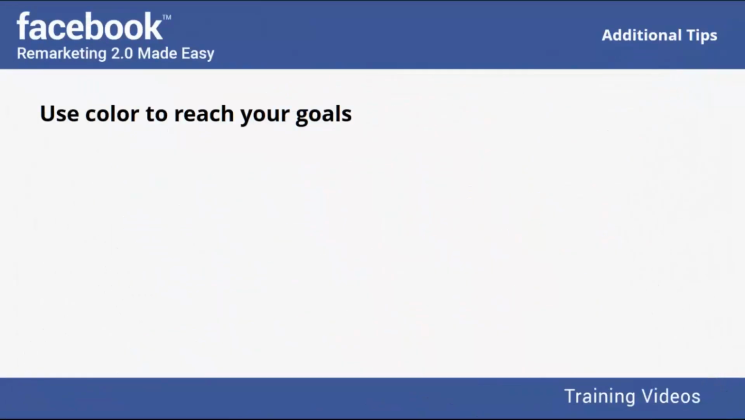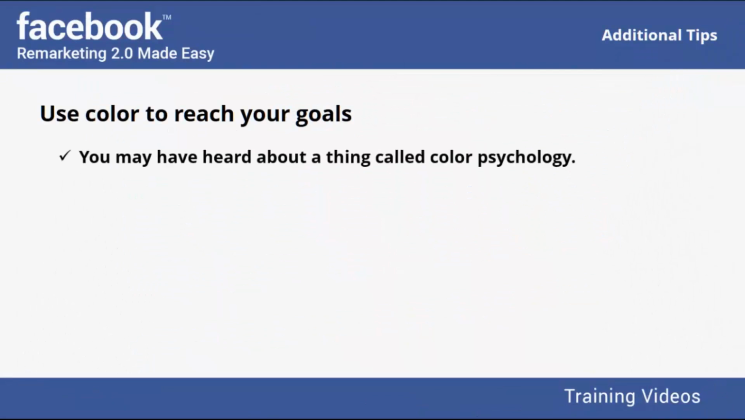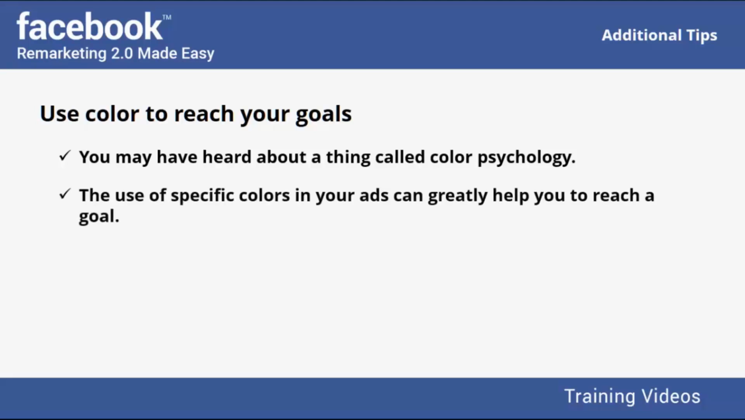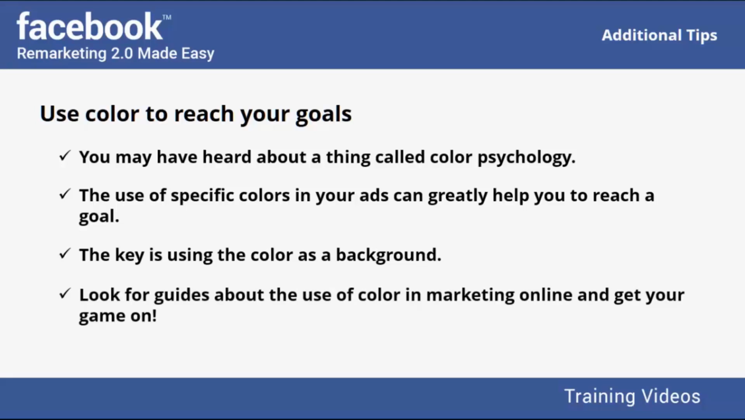Use color to reach your goals. You may have heard about a thing called color psychology. There is a reason why it is so hyped among design enthusiasts as well as among marketers. The use of specific colors in your ads can greatly help you reach a goal. The key is using the color as a background. For example, if you want to drive impulse sales, use red. If you want to promote food-based services, use orange. If you want to advertise something luxurious and exclusive, use black. Look for guides about the use of color in marketing online and get your game on.